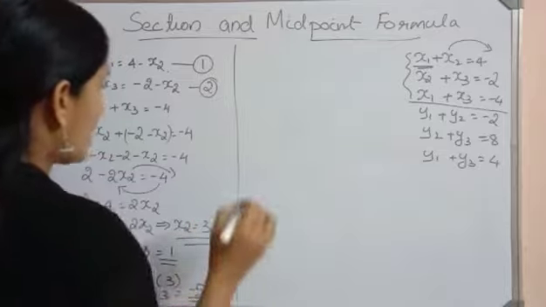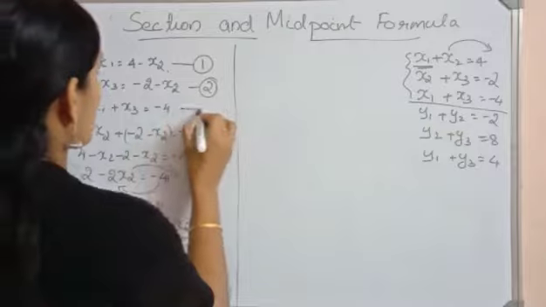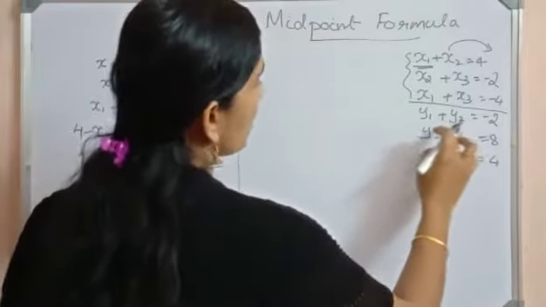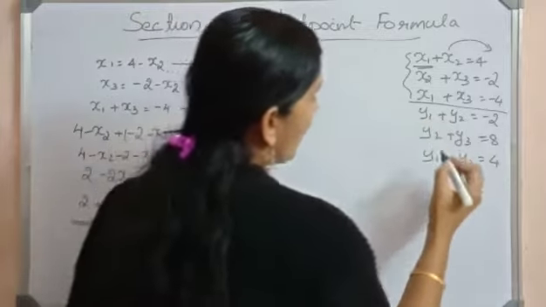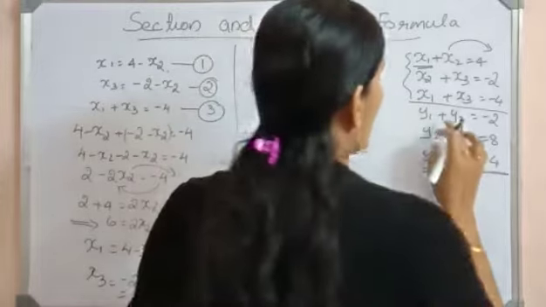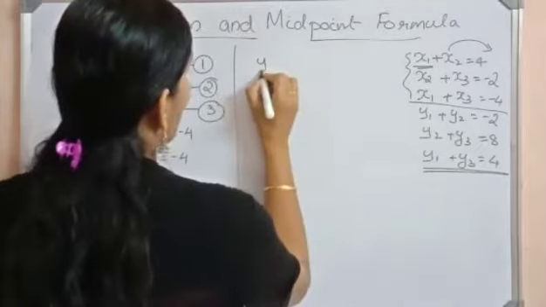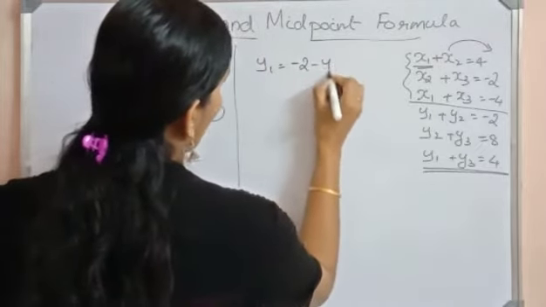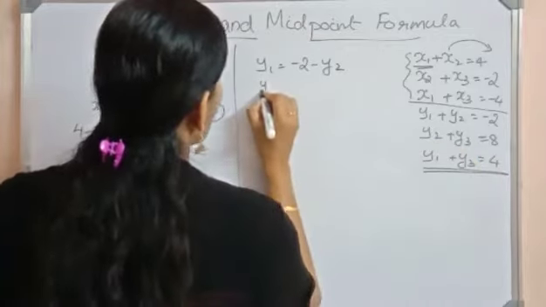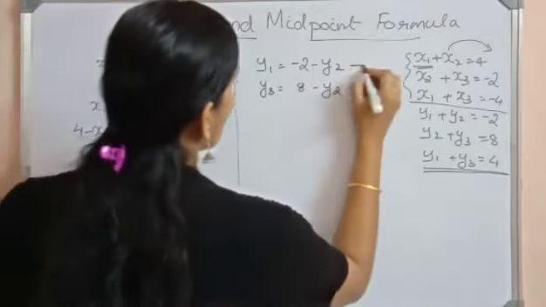In the same way, let's find the values of y1, y2 and y3. Consider the first equation, y1 plus y2 is -2. We need the value of y1, so y1 is equal to -2 minus y2. And from the second equation, we need y3. y3 is equal to 8 minus y2. Now let's substitute these in the last equation.